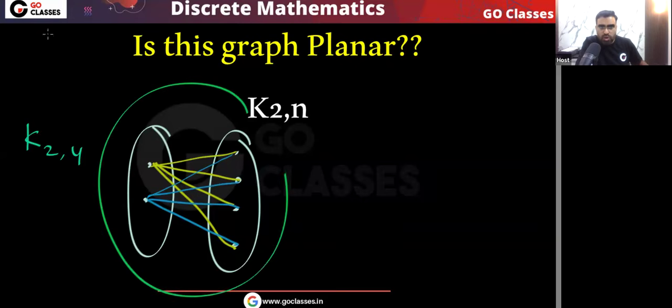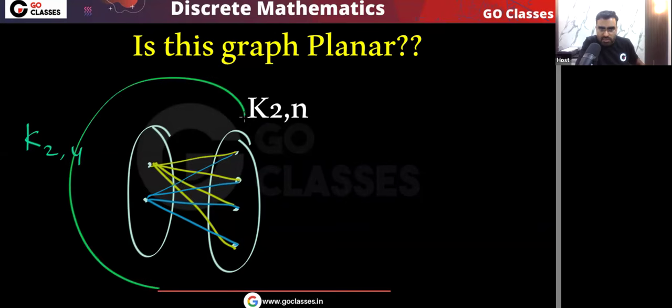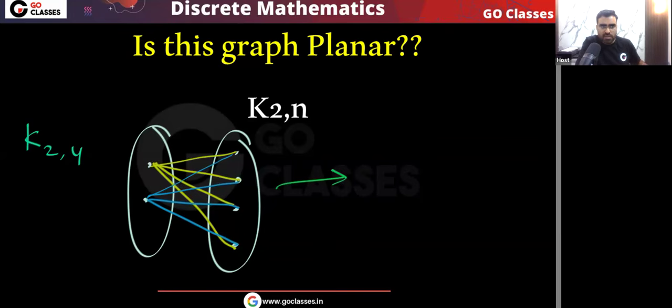See, this drawing is not planar. I can say this drawing has edge crossing, but can you draw this graph without edge crossing? Is it possible that you can draw this graph without edge crossing? Just be clever. Use your brain. Can you draw this graph without edge crossing?